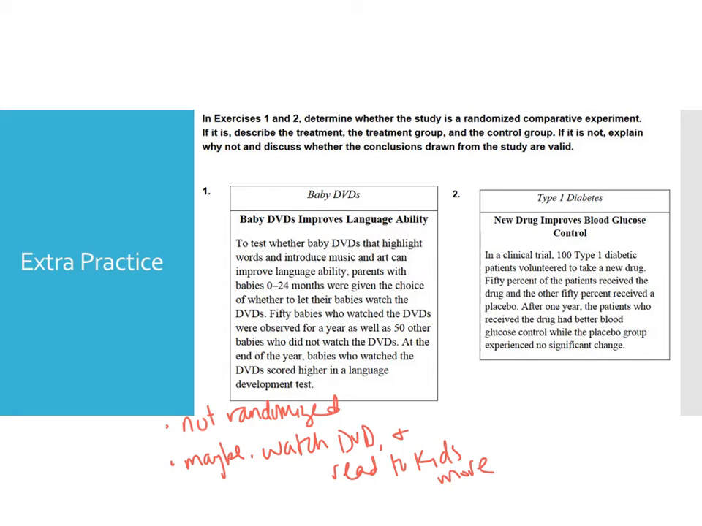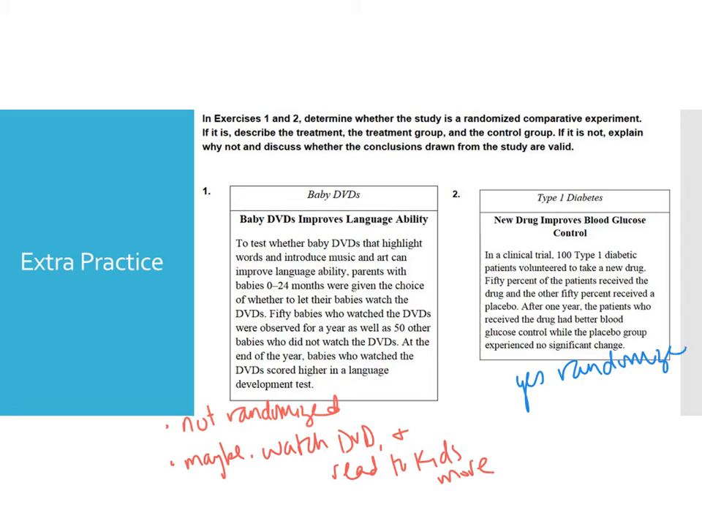All right, looking at number 2, we have a new drug improves blood glucose control. In a clinical trial, 100 type 1 diabetic patients volunteered to take a new drug. 50% of the patients received the drug and the other 50% received a placebo. After 1 year, the patients who received the drug had better blood glucose control, while the placebo group experienced no significant changes. Do we think this is a randomized comparative experiment? Yes, because these were just assigned randomly to the two groups. So yes, this is randomized.